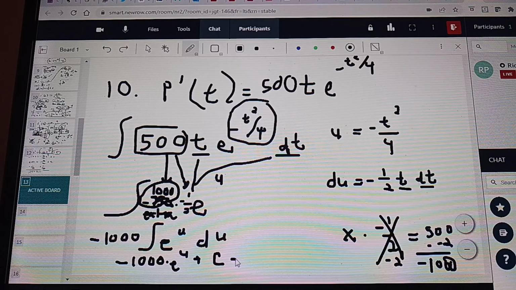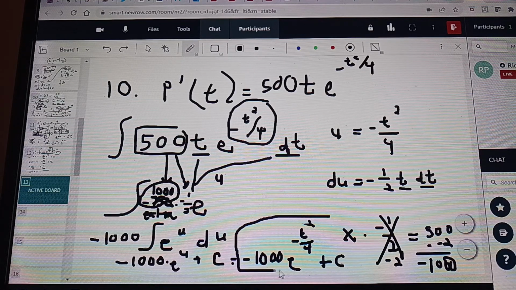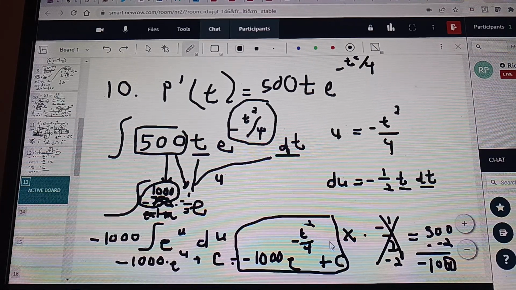And then we can plug the stuff that was set equal to u back in. So the answer to this in general is negative 1,000 times e to the negative t squared over 4 plus c. This would be the generic answer first. And then they're going to give me a value of t and a value of the answer so that I can figure out what the plus c equals.